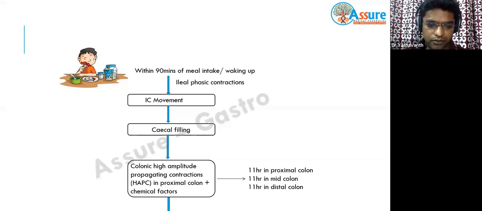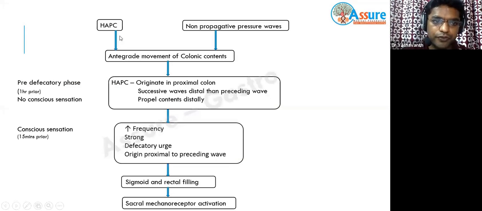This occurs throughout the day, not just in the early morning. So there will always be movement of stool across the colon. In a normal situation, this is all from Western studies, not Indian. It says that around 11 hours it stays in the proximal colon, 11 hours in the mid or transverse colon, and 11 hours in the distal colon. In Indians, because we eat more fiber, it is usually shorter.